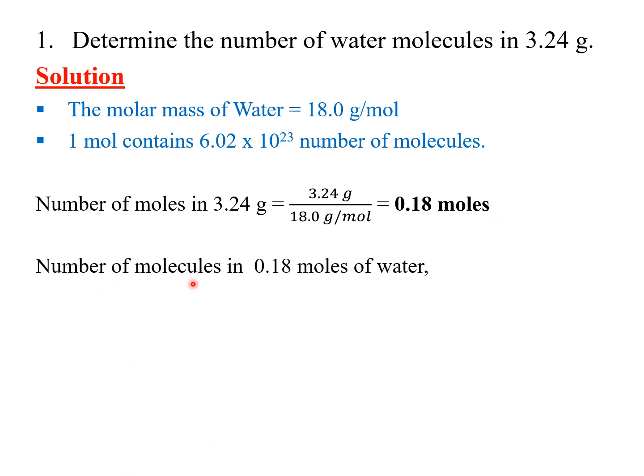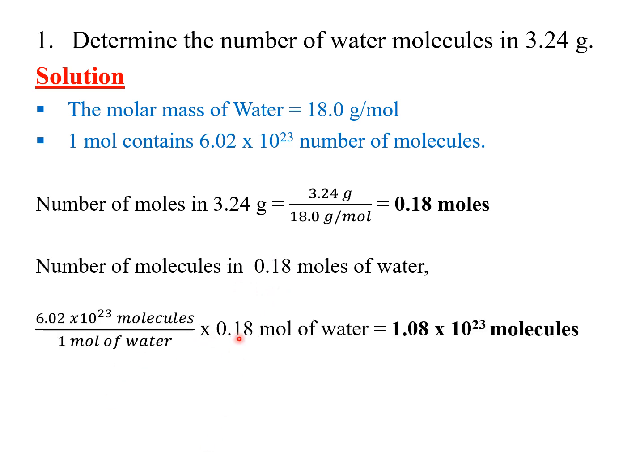Now, for the number of molecules in 0.18 moles of water, we can use the second statement. 1 mole contains Avogadro's number of molecules, then how many molecules does 0.18 moles contain? So you need to multiply Avogadro's number of molecules by 0.18 moles of water. Then the answer is 1.08 times 10 to the 23 water molecules inside 3.24 grams.